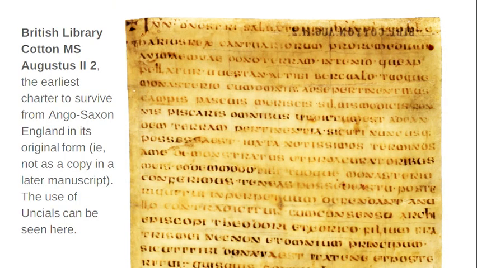Here also we have the earliest charter to survive from Anglo-Saxon England, and it's written in its original form. So we have some copies of earlier charters in later manuscripts, but obviously the script isn't going to be the same. And here we have the very earliest charter surviving, and it's written in uncial script. It's quite pretty.